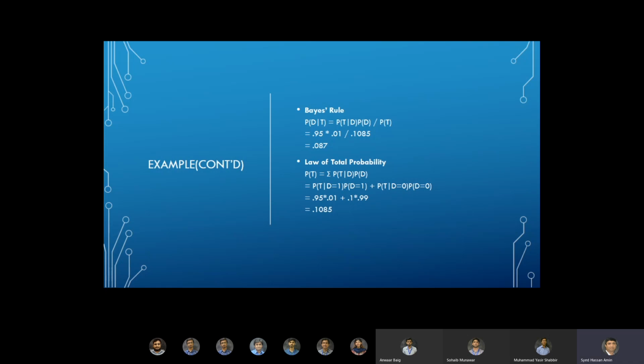Okay, let's look at the law of total probability. The law of total probability says that the probability of test is equal to the probability of test given disease times the probability of disease, plus the probability of test given no disease times the probability of no disease. If we apply that, then we get 0.1085.